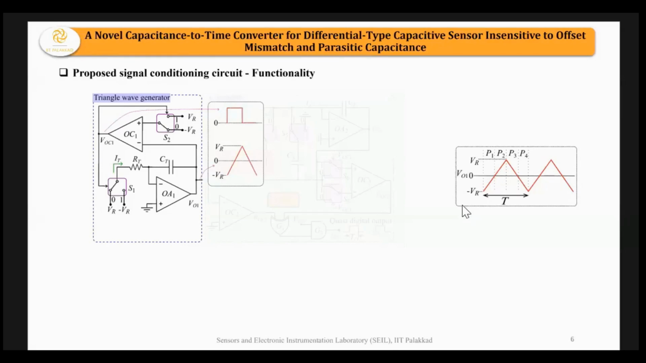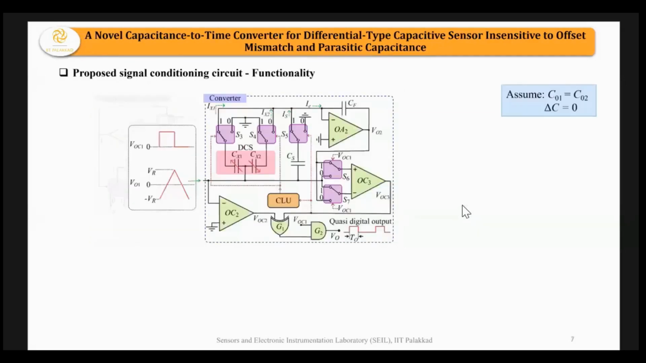This triangle wave is given as input to the converter. The converter contains an integrator formed by the op-amp OA2 and CF, to which we connect the sensor, the differential capacitive sensor CX1 and CX2, through the switches S3 and S4. It also has a reference capacitor CS, which forms one of the feedback networks, and has a logic circuit here.